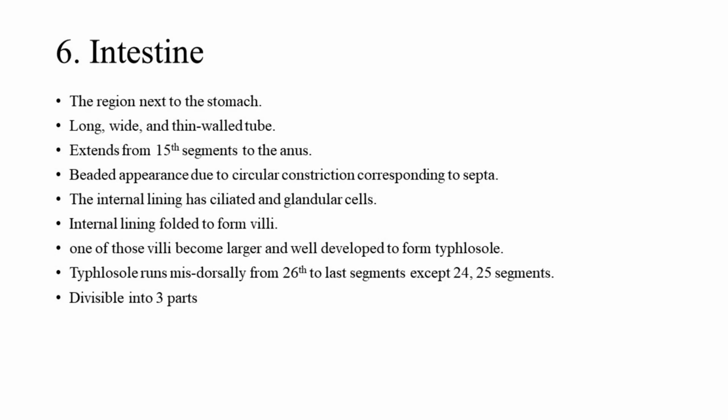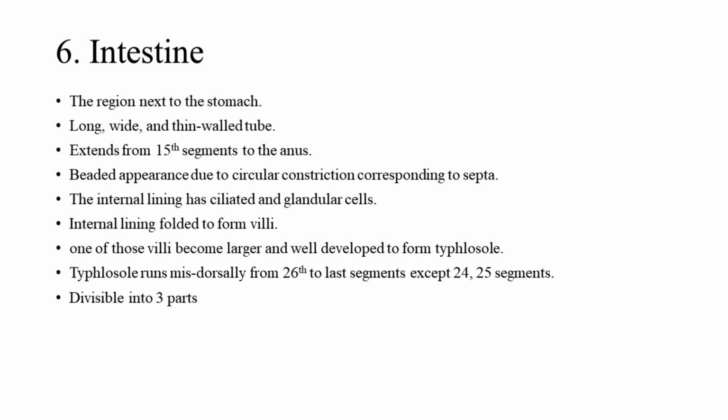6. Intestine. The region next to the stomach. A long, wide, and thin-walled tube. Extends from the 15th segment to the anus. Beaded appearance due to circular constrictions corresponding to septa. The internal lining has ciliated and glandular cells. The internal lining is folded to form villi. One of those villi becomes larger and well developed to form the typhlosole. The typhlosole runs middorsally from the 26th to the last segments, except the 24th and 25th segments.